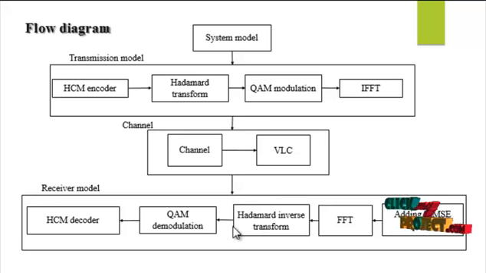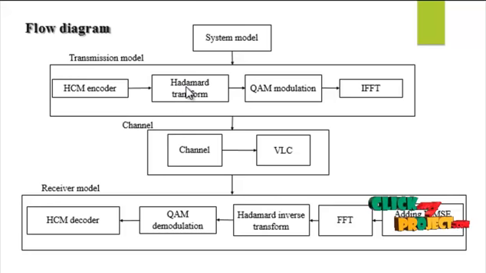And then the QAM demodulation. So here we are using QAM modulation, and here we are using the QAM demodulation process. Finally we are getting the data sink. So that is an HCM decoder. So this is the overall process of the HCM encoder and Hadamard transform.